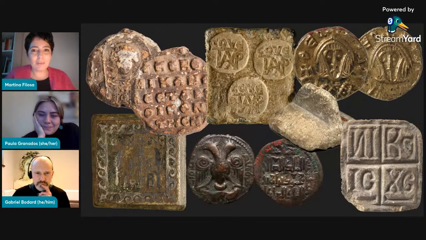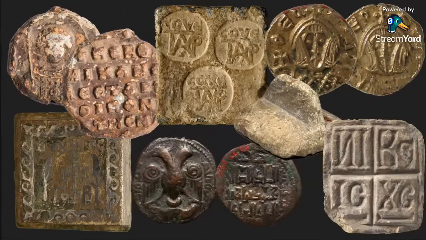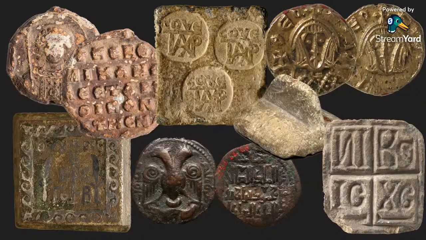And for example, I don't know if you can spot anything known to you on this slide, but here we have seals, we have coins, we have Eucharistic bread stamps, we have weights, we have ingots, and also more coins, but not Byzantine.